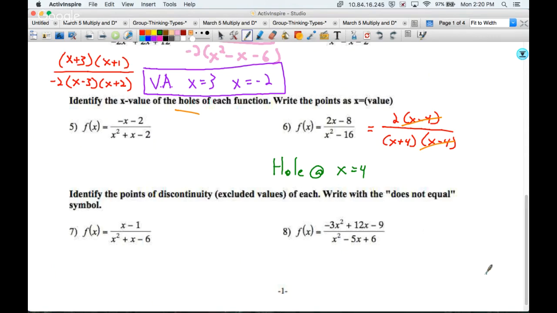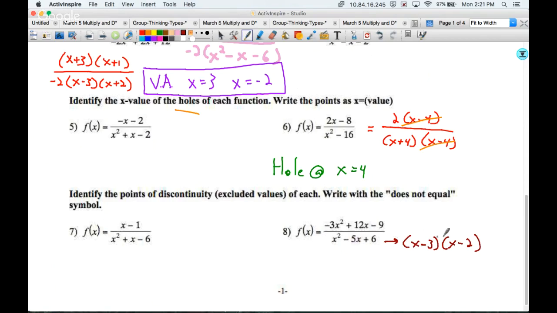All right, identify the points of discontinuity. Excluded values for each, right, with a does not equal symbol. So this is going to be both holes and vertical asymptotes. We're going to have to factor just the bottom of these. Both of them look pretty easy to factor. I guess I'll do number 2 here. This is going to factor into x minus 3 and x minus 2.